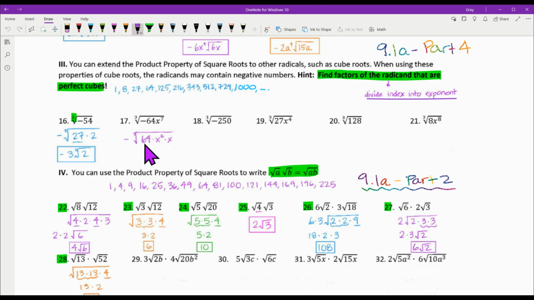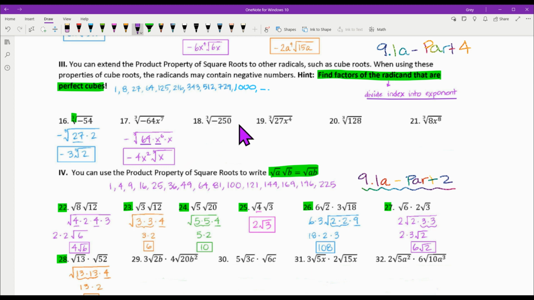So 64 is your perfect cube, and x to the 6th is your perfect cube. Cube root of 64 is 4. Cube root of x to the 6th: you're dividing. 3 goes into 6 2 times. So the cube root of x to the 6th is x squared. So this is negative 4x squared cube root of x. That x is not a perfect cube, so it stays underneath. All right, look at 18.